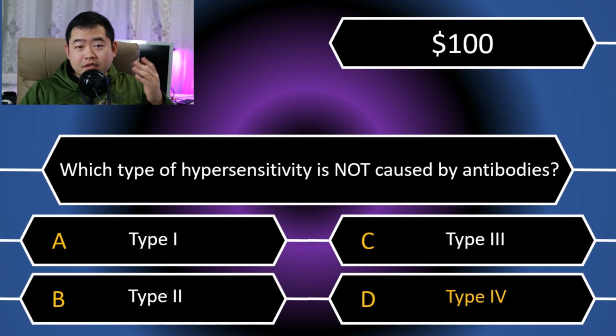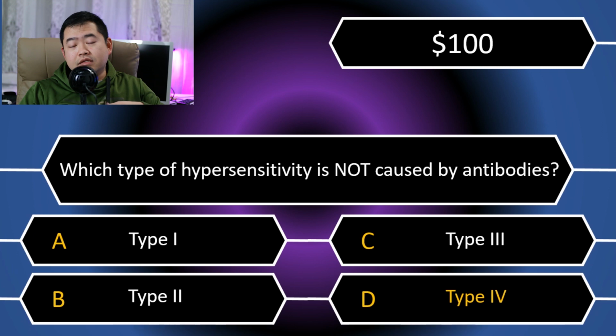All types, CD4 TH1 helper cells, TH2 helper cells, as well as CD8 cytotoxic T cells, can all play a role in type 4 hypersensitivity. And we'll dive into the mechanism in the later part of this lecture.